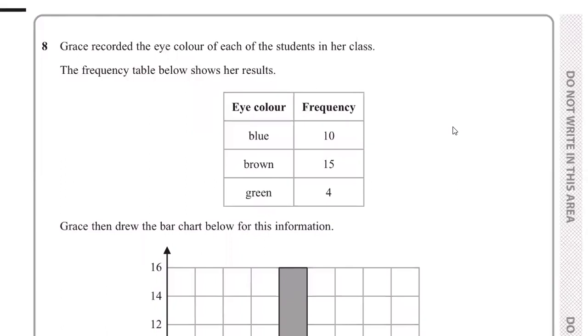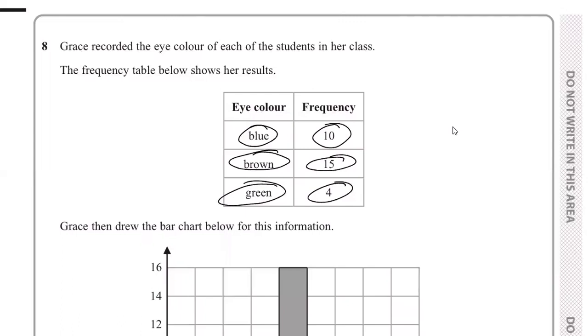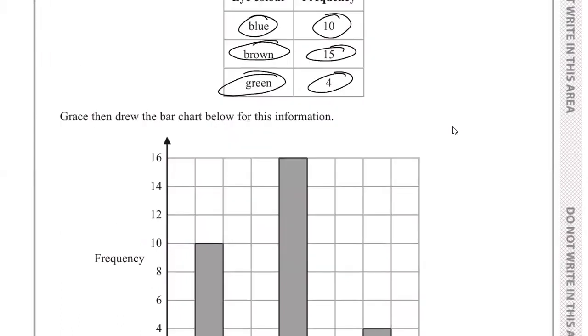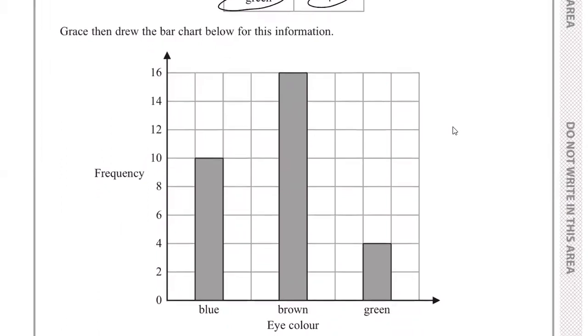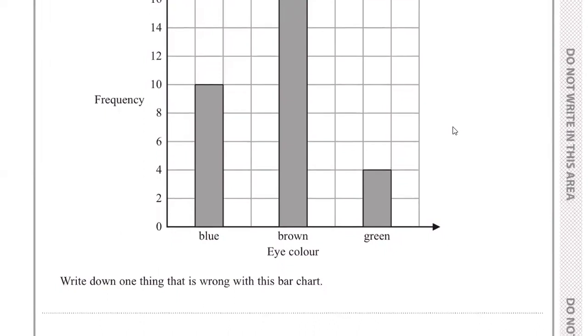Alright, let's look at 8. It says, Grace recorded the eye color of each of the students in her class. The frequency table below shows her results. And here we have the eye color. So blue is 10, brown is 15. So that's how we read it across in rows. Green is 4. And they say, Grace drew the bar chart below for this information. So here we have the frequency and we have blue, brown, and green. And they say, write down one thing that is wrong with the chart.